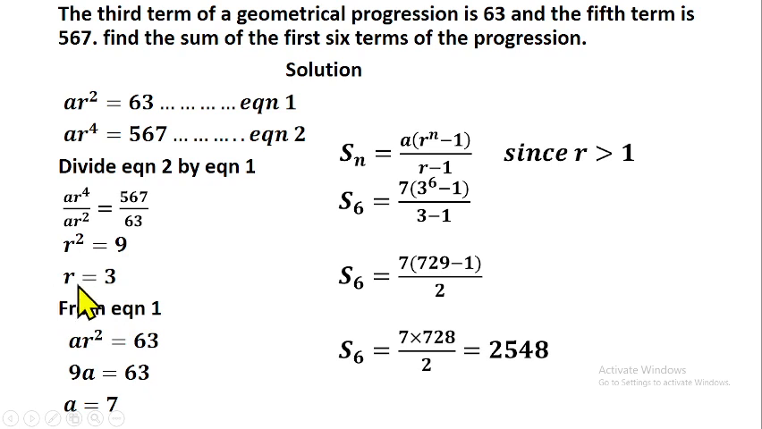Then you can put this in equation 1 to find our a. From equation 1, ar squared equals 63. Our r is 3. If you put your 3 here, you have 3 squared, that will be 9. Then times a, that gives us 9a equals 63. You can divide both sides by 9. So a will be 7. So the first term is 7. The constant ratio is what?